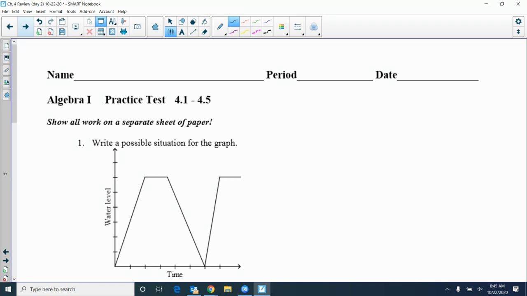All right, it says write a possible situation for the graph. Water level, time. Okay, so the water level goes up, it stays constant, it goes all the way down, goes back up. In a case here, just think about this. Think of a bathtub. Let's just say you filled up the bathtub. Let's say your little brother took a bath, that would be the time where it's constant. Drain the tub, you filled it back up. Okay, something simple as that. So go ahead and let's put that down.